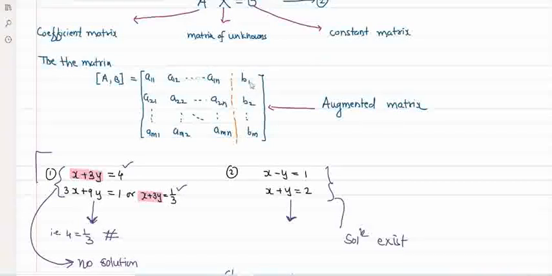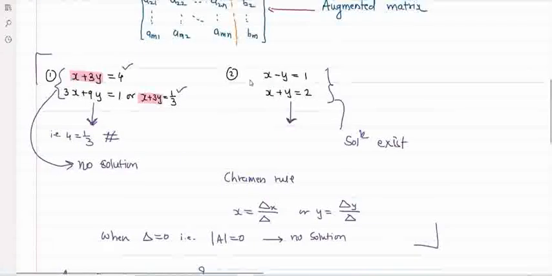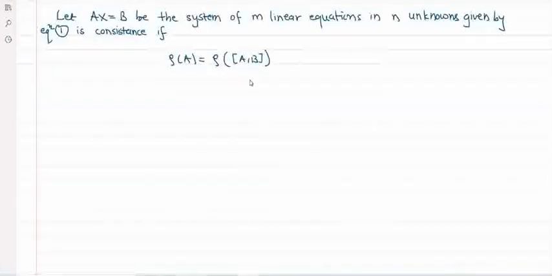in echelon form, if you close it you will get the rank of A. If you allow the last column, you will get the rank of AB. If both ranks are the same, then the given system of equations is said to be consistent. And suppose these two ranks are equal to R.